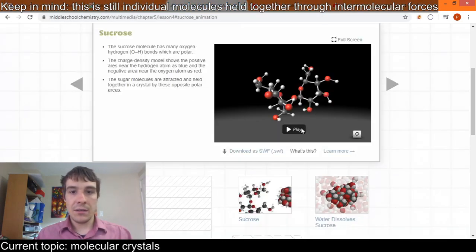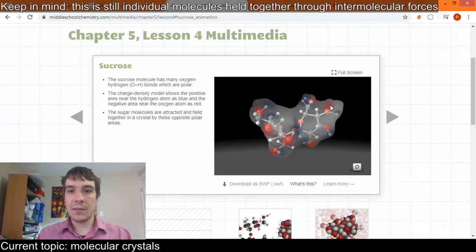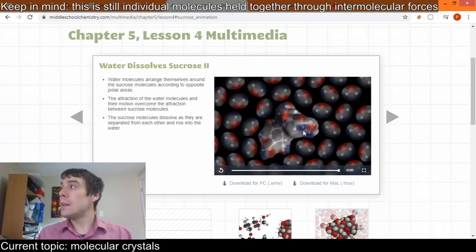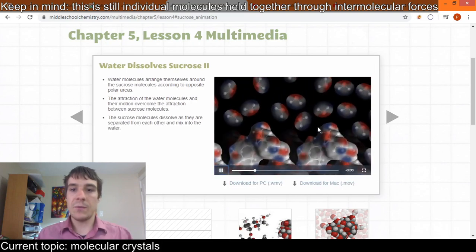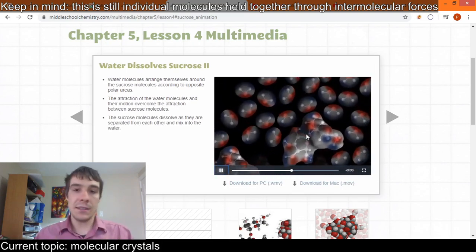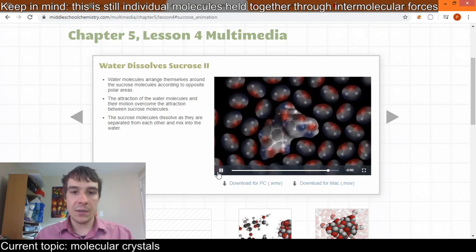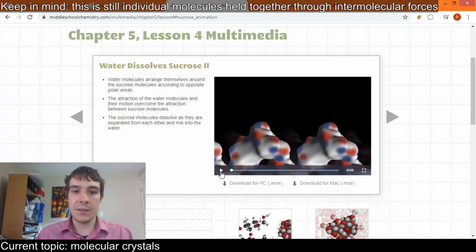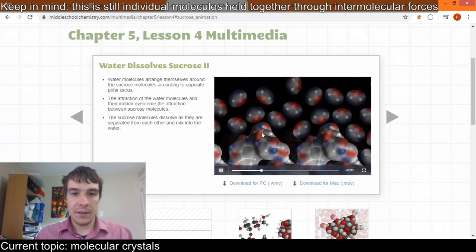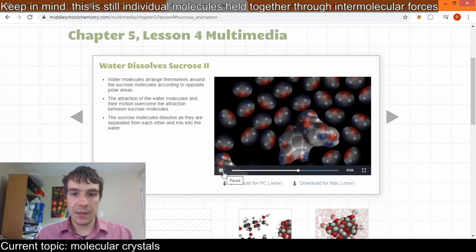Here's sucrose, and you see the positives and negatives as reds and blues. And here's an animation of water dissolving sucrose. So you see the reds and blues, and then the water comes in. Same exact process as the salt. They will surround it and coordinate negatives to positives, positives to negatives, and just take that individual piece of sucrose away from its buddies. So you see that's the crystal, and they'll just get pulled away like that.